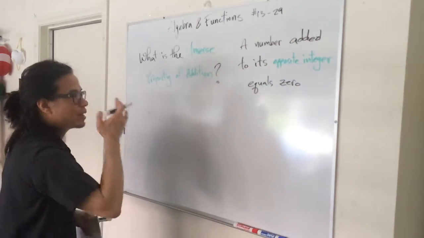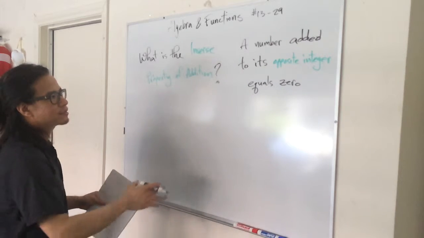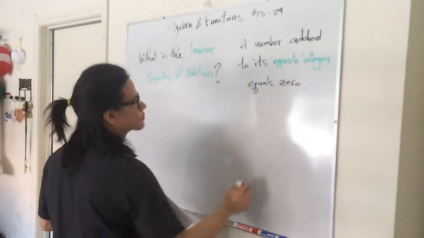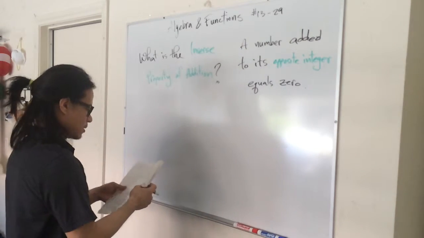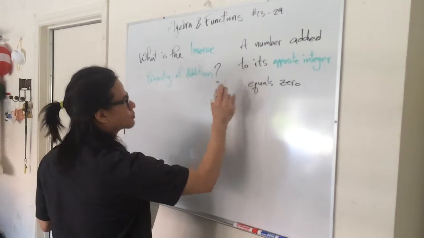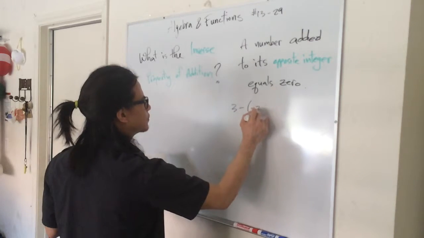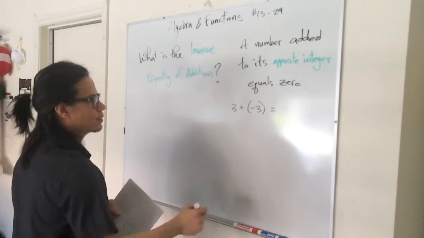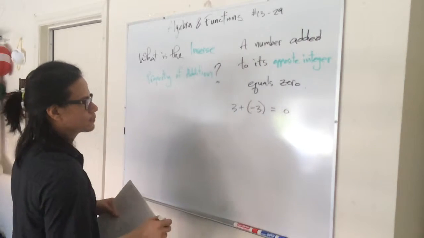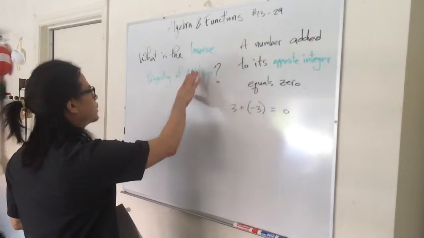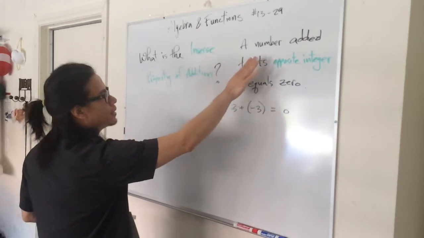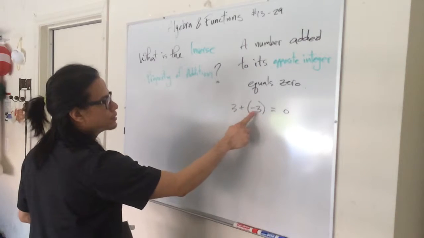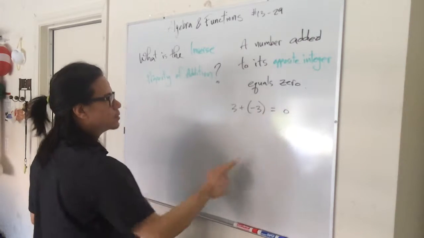Notice that I'm writing this down, and I'm hoping you are too, because I don't remember this. So it's best sometimes if we write stuff down. Okay? So for example, 3 plus negative 3 equals 0. According to this inverse property of addition, a number added to its opposite integer equals 0.